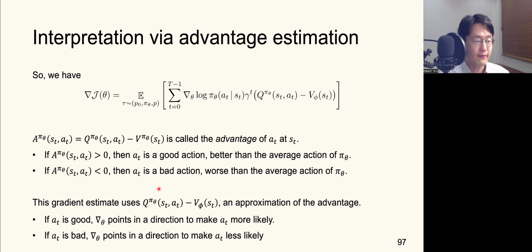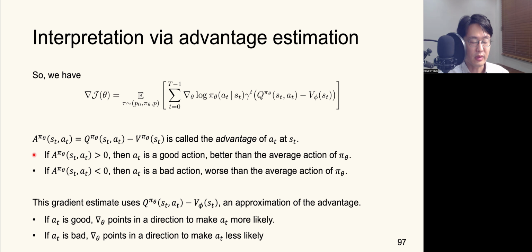Okay, so we now have this stochastic gradient formula. This quantity, in expectation, gives us the gradient of J. So we have a stochastic gradient. Now let's interpret this via what's called advantage estimation. The advantage function, written as A, is defined as Q minus V. This is called the advantage of the action at the current state s_t.